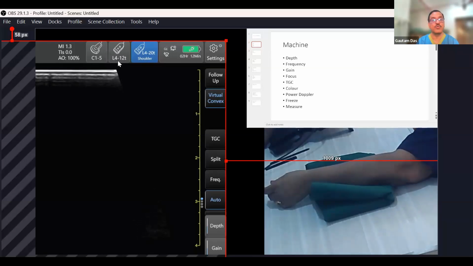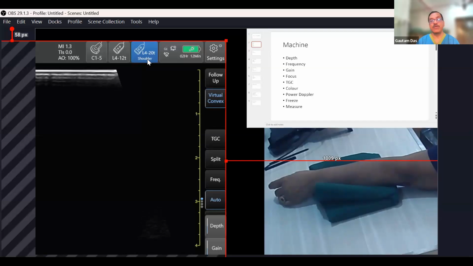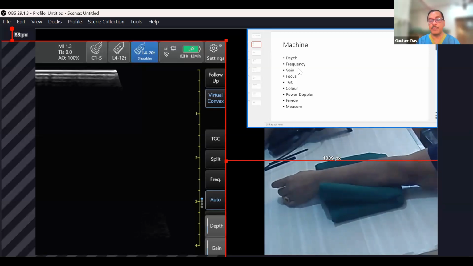For this mid-range, 4 to 12 megahertz is the best. And to see the very superficial structures below 4 centimeters, up to a 12 megahertz probe is the best. So the frequency depends on the preset, but if you wish to examine the superficial structures, make the frequency higher. If you wish to examine the deeper level, make the frequency smaller.